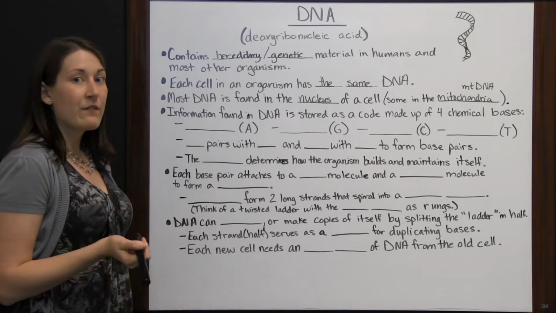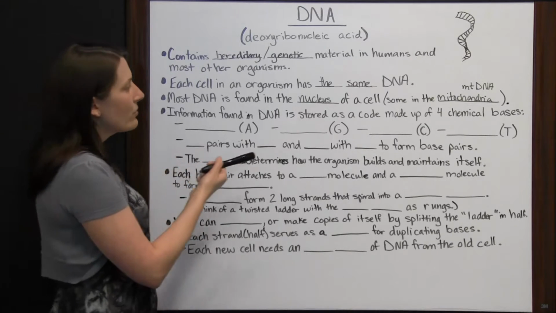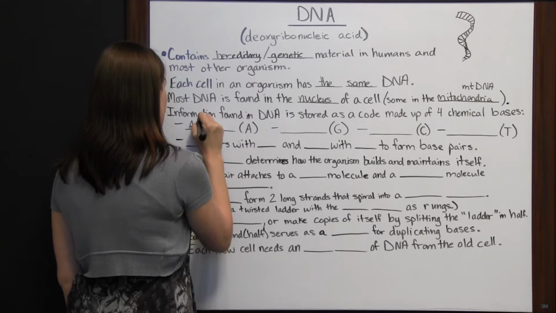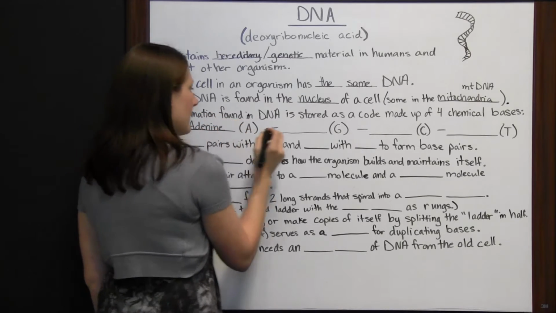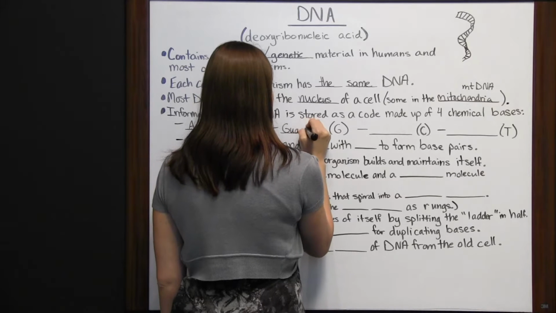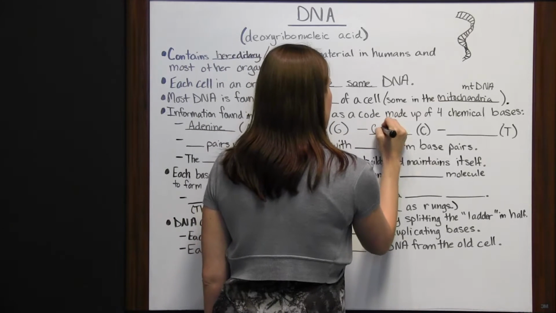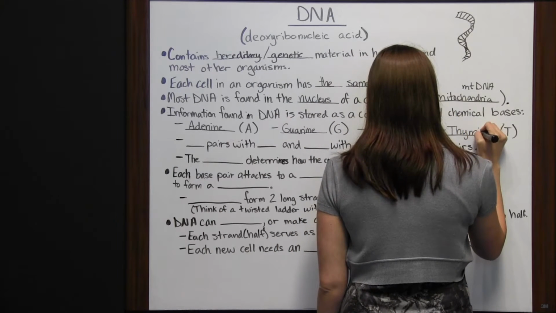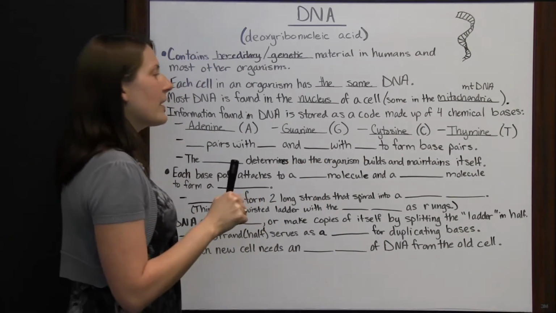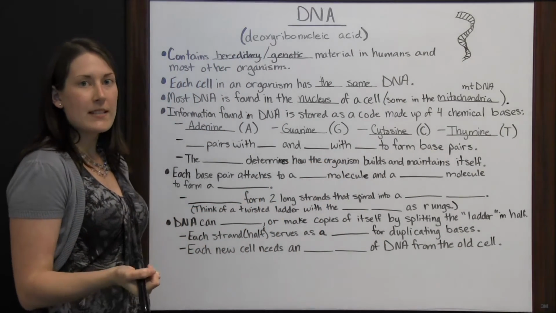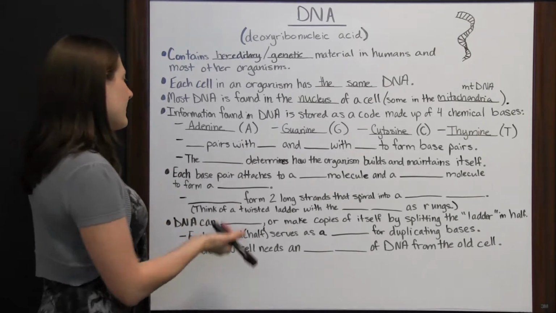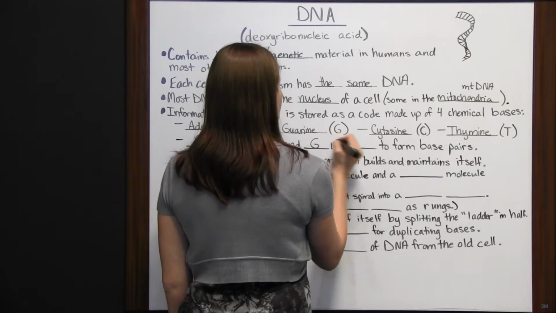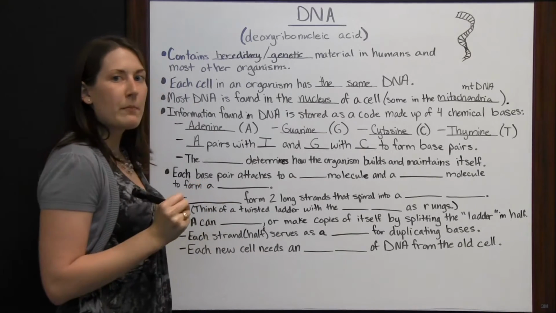Now, that important hereditary information found in DNA is stored as a code made up of 4 chemical bases. We've got adenine, guanine, cytosine, and thymine. And each one of those bases is only going to pair with one other base. They can't all pair up with any of the other 3. So adenine pairs with thymine, and guanine pairs with cytosine to form base pairs.